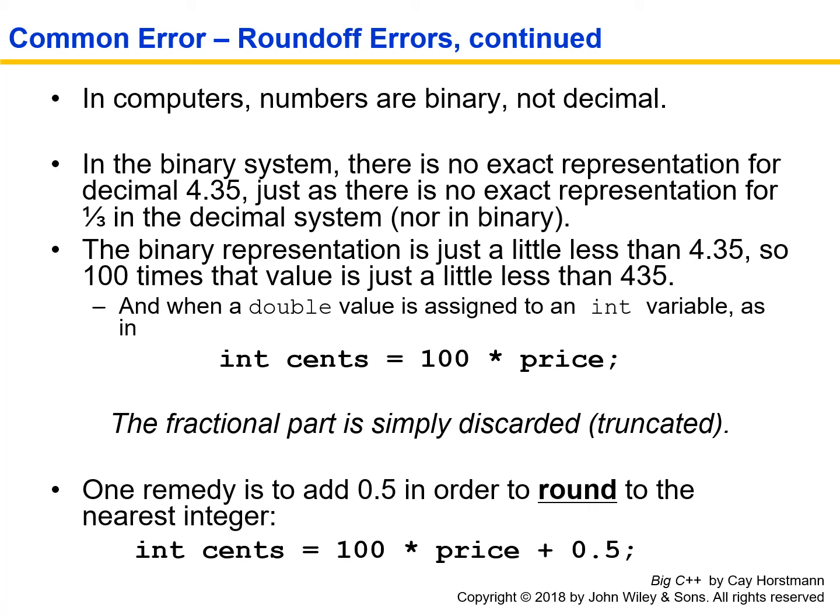One way to fix this is to use the round functions that are built into C++'s mathematical library. Another is to just add 0.5 before you truncate to an integer, and that is essentially a rounding procedure, because if you had 434.5 and you added 0.5, that would knock it up to 435, and you'd get the right number this time.